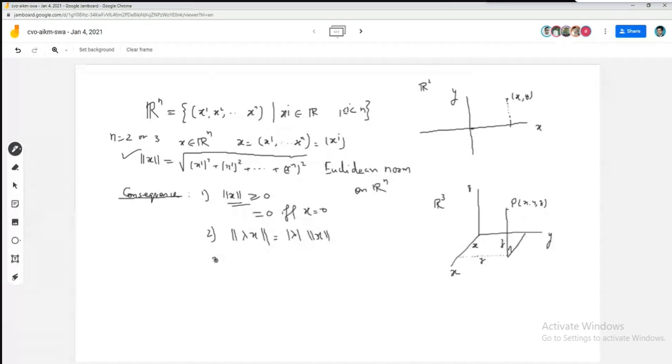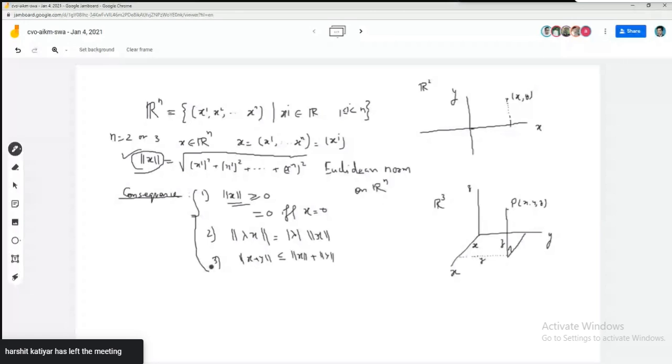And the third is the triangle inequality: the norm of x plus y is less than or equal to the norm of x plus the norm of y. So the Euclidean norm satisfies these three conditions, which are the actual requirements for a function from Rn to R to be a general norm function.